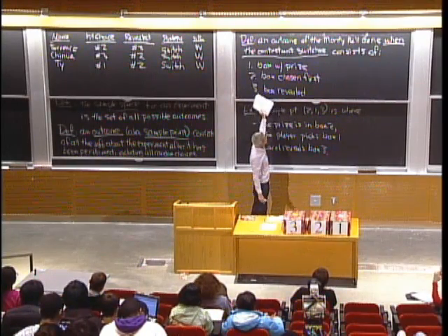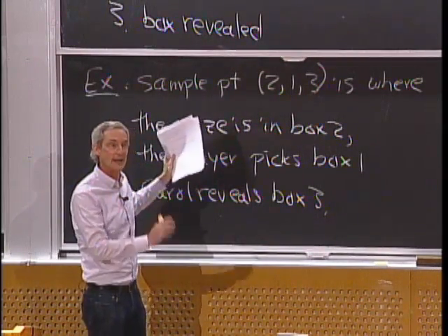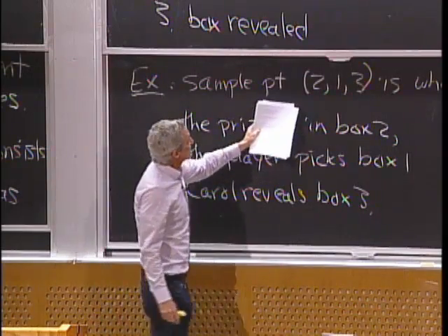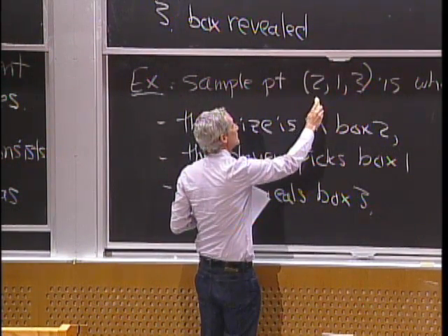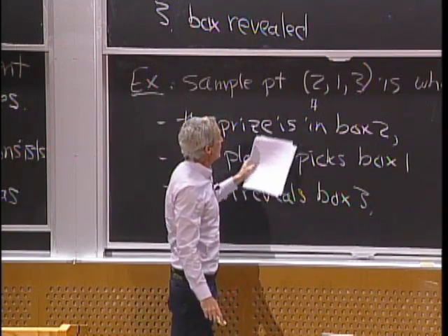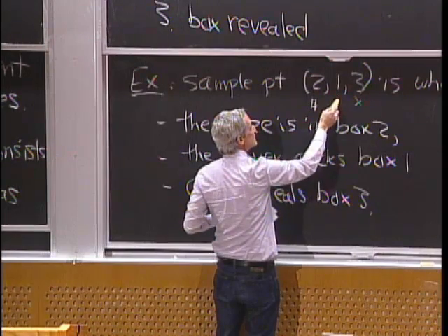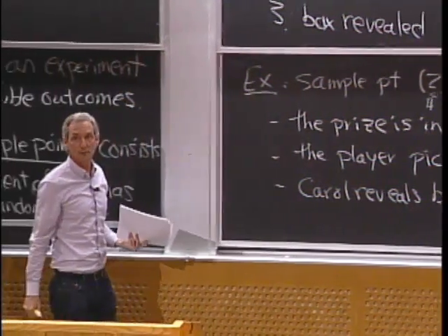Yes, because henceforth, for most of the rest of the day, we're assuming the switch case, because we're going to analyze that. So that's fixed, they switch. They come in knowing they're going to switch. So the prize is in 2. All right, prize is here. The player started here. Carol revealed 3. And when they switch, they got the prize. So in this outcome, the player won.